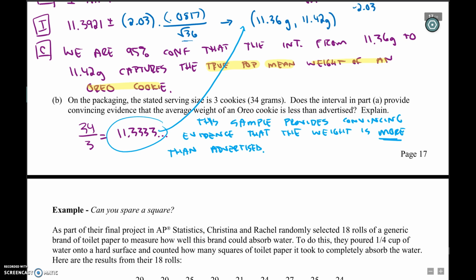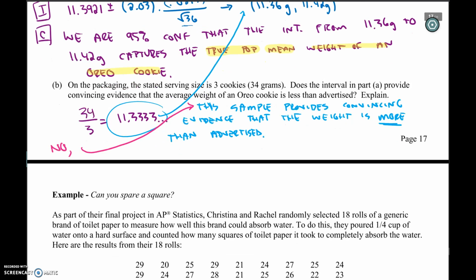So the question says, does the interval provide convincing evidence that the weight of cookies is less? I guess the answer to that question should have been no. My bad. Because it actually provides evidence that it's more. And I guess they're probably doing that so that people don't complain. All right?